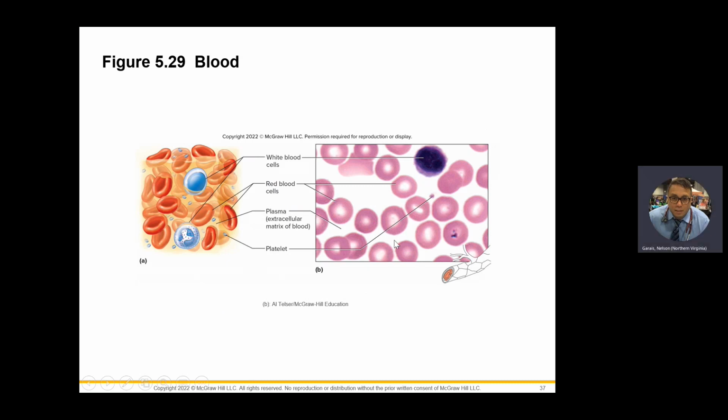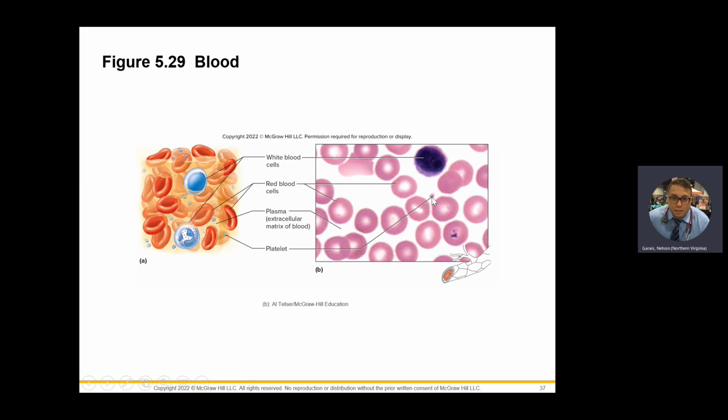Beautiful picture for your laboratory. Of course, this is the biconcave disc of your red blood cell. It looks like a lifesaver. There's nothing in the middle, hence it's anucleated. But what's really in the middle is no nucleus, but it has hemoglobin, which is the blood protein, blood, globin, protein, that carries oxygen, carbon dioxide, among other things.